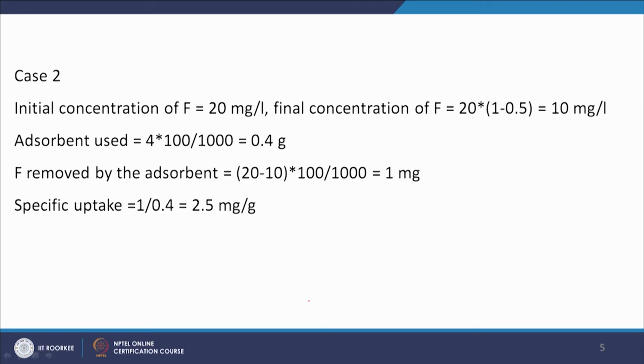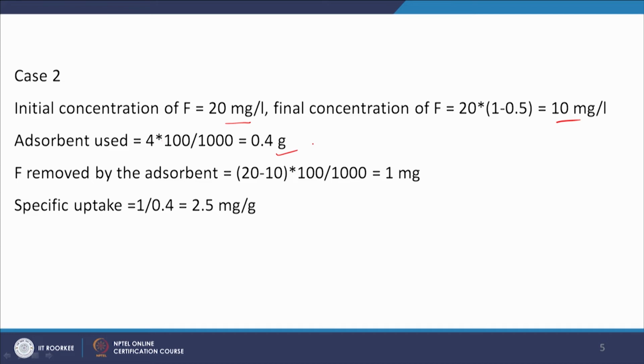The initial concentration of fluoride is again 20 mg per liter and the final concentration will be 20 into (1 minus 0.5), that is 50% removed. So, remaining is 50%, so 0.5. That is equal to 10 mg per liter. And how much adsorbent is used? 4 gram per liter. So, 4 divided by 1000 into 100.